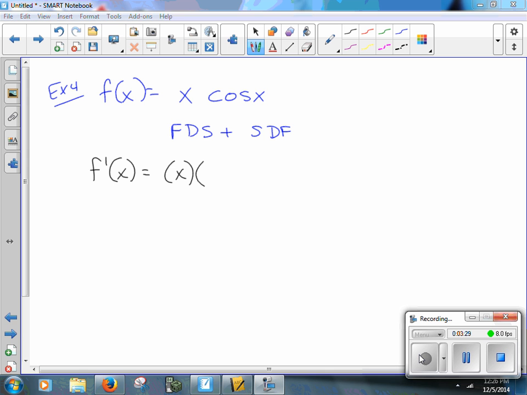Cosine x. What's the derivative of cosine? Negative sine x. What's the second function? Cosine x. What's the derivative of the first? What's the derivative of x? 1. Just 1. Okay? That's all it is.